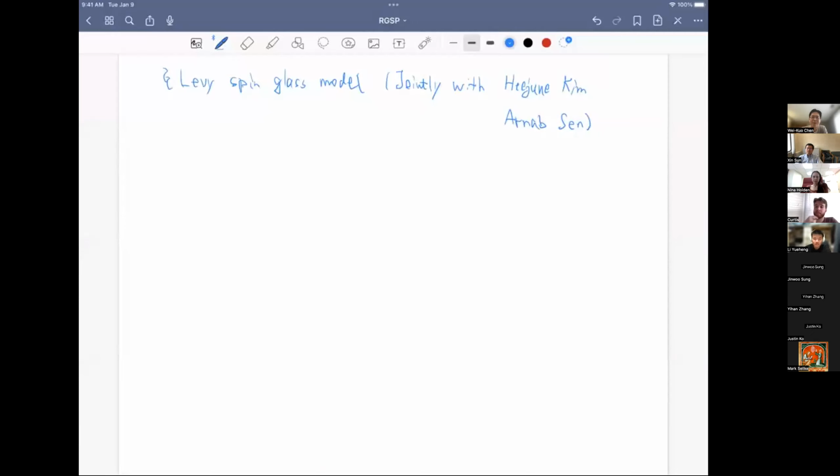By the way, my Wi-Fi is a bit unstable. So in case it breaks, I will make sure that I reconnect really quickly. Okay, sure, anyway.